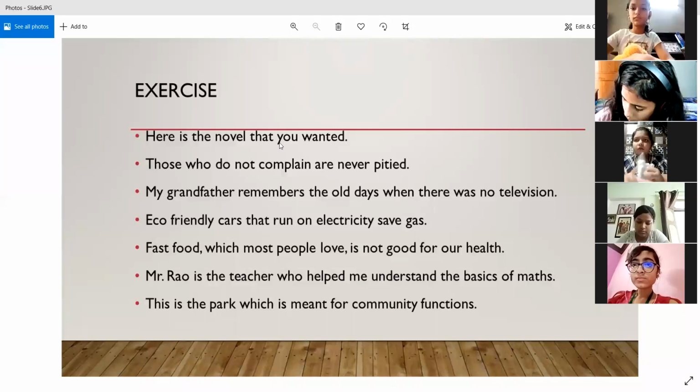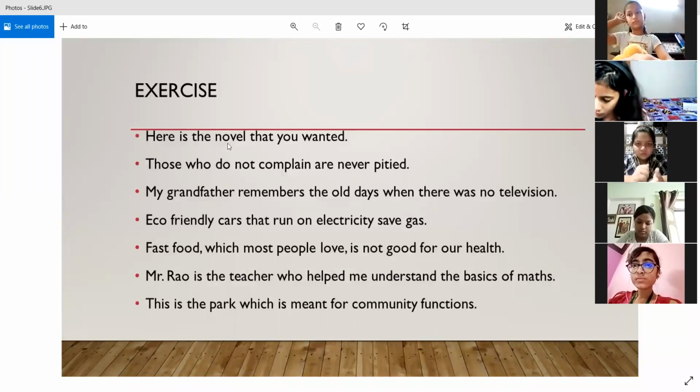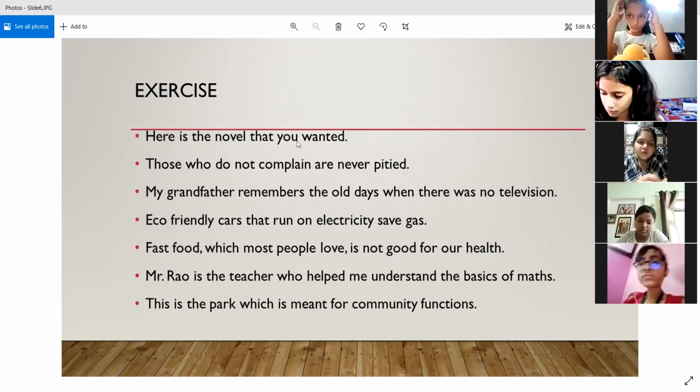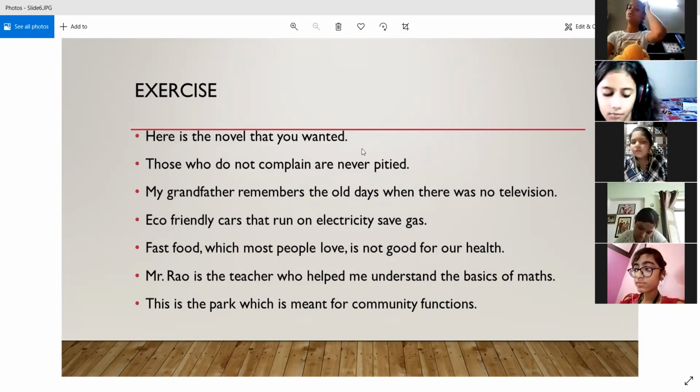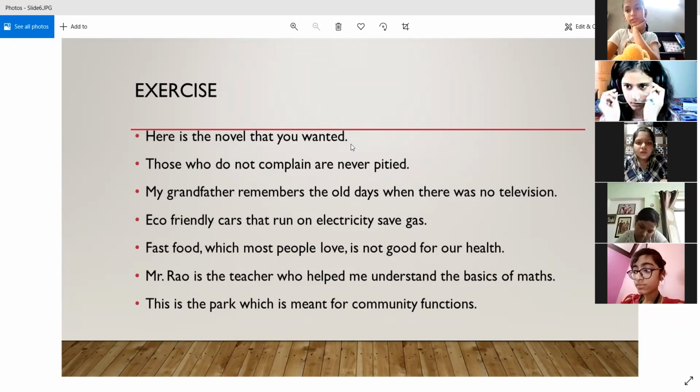So here is the novel that you wanted. Some extra information is being provided about the novel. Which novel? The novel that you wanted. So it is acting as an adjective phrase because we are being provided extra information about the novel, and the verb wanted is present over here. So it will be called a clause. So it becomes an adjective clause in this case. All right, now the next question.